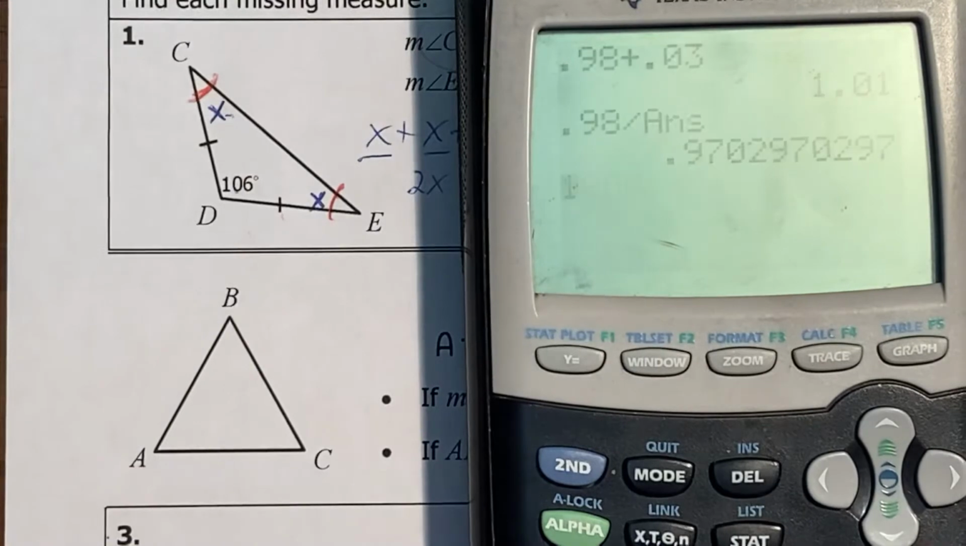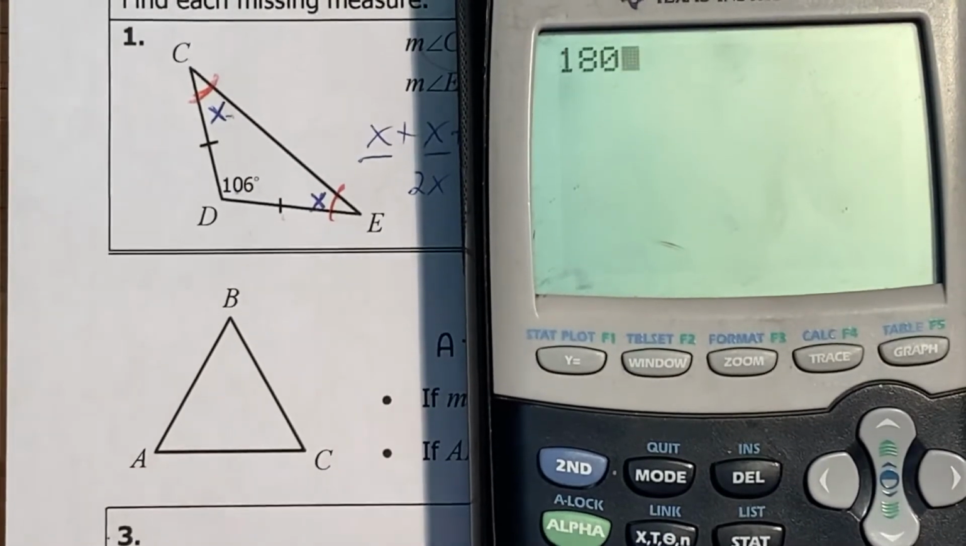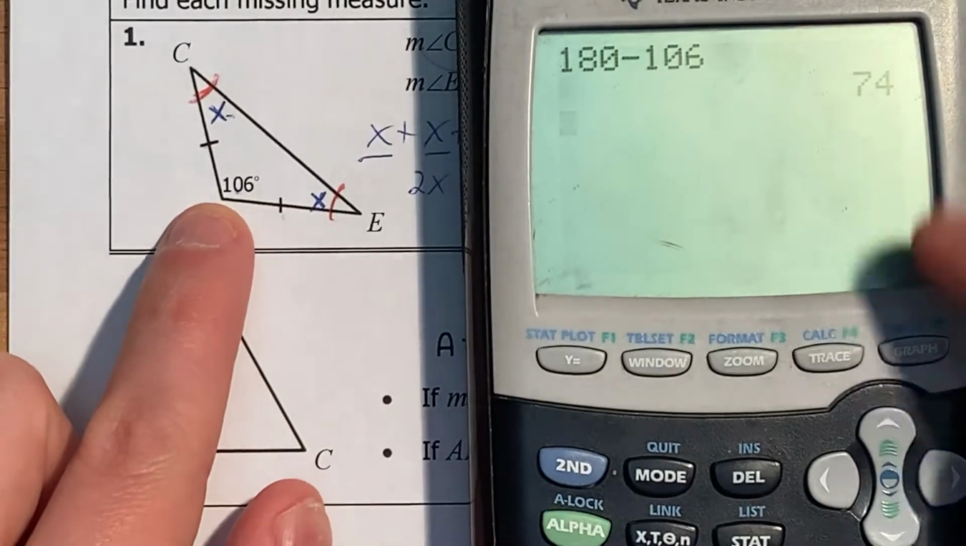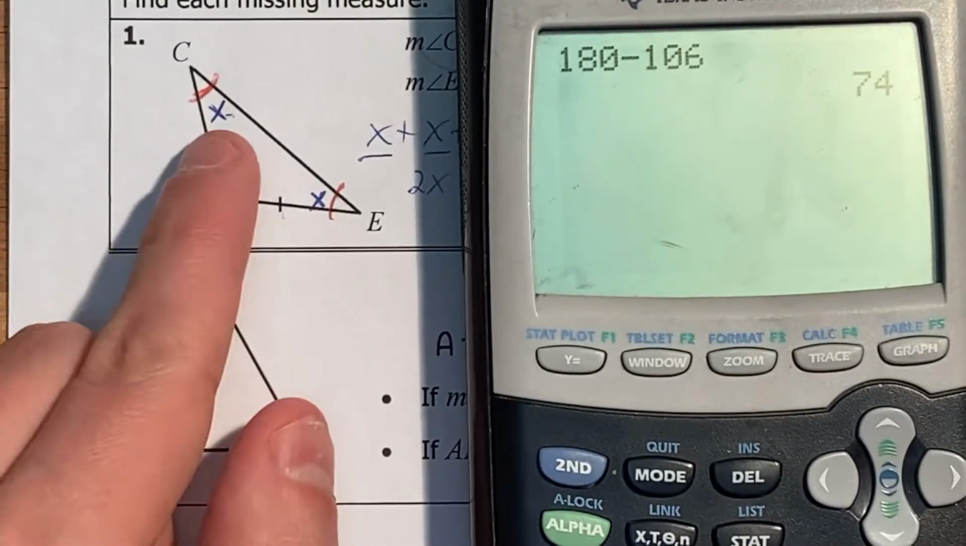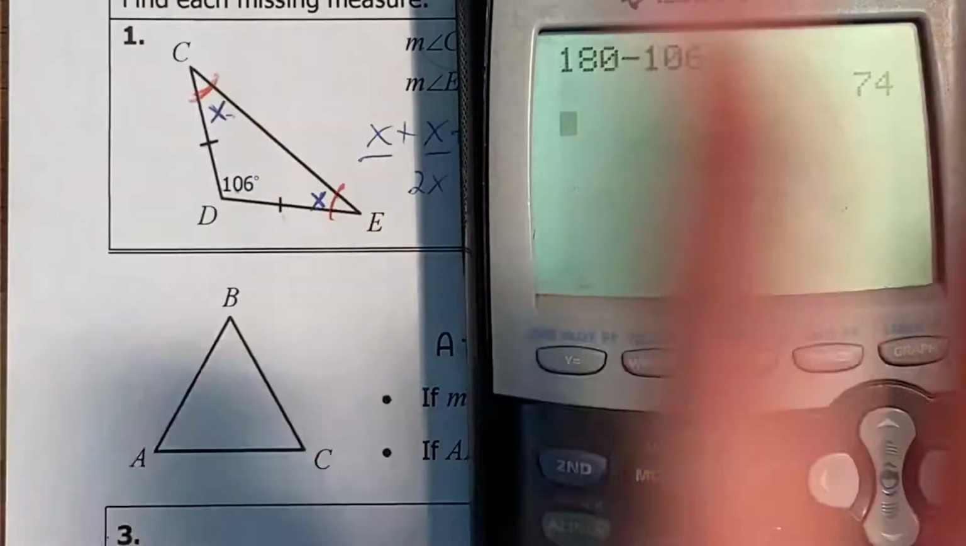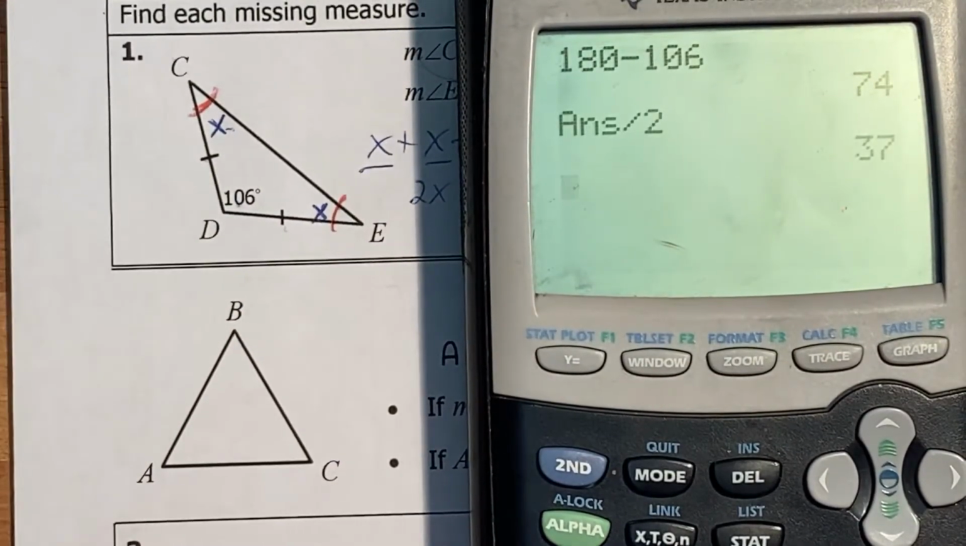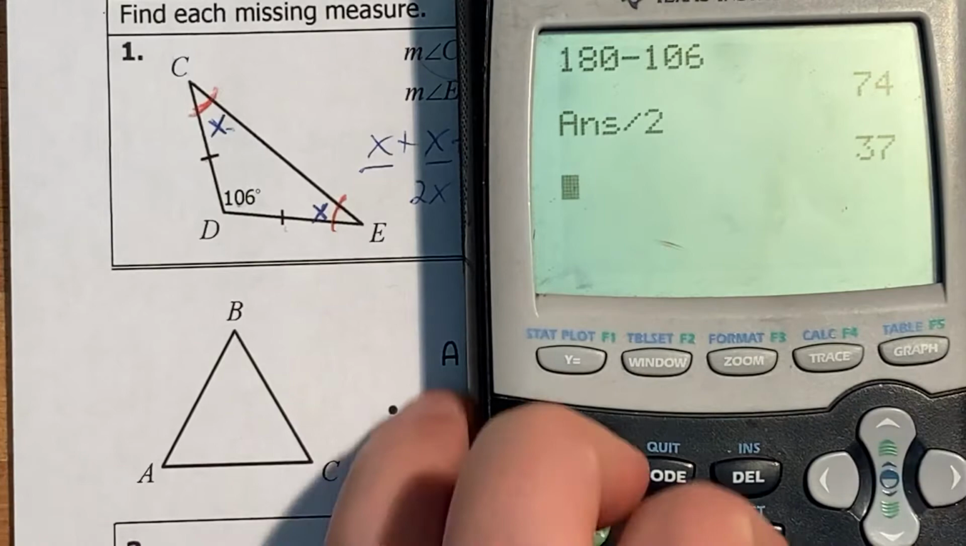You start with the 180 degrees of a triangle, and then you get rid of this 106. So this is how much is left. But since they are the same, you have to divide it in half, right? Split it into 2 equal parts. So we'll divide it by 2, and we'll get that 37. So either way, you get 37. And it's just a different way of thinking about it.